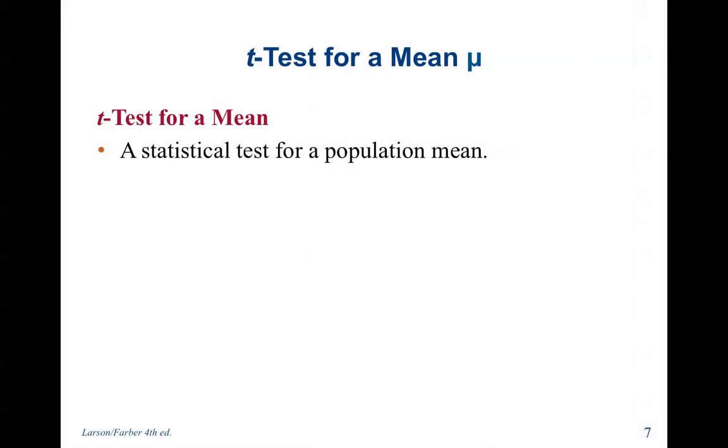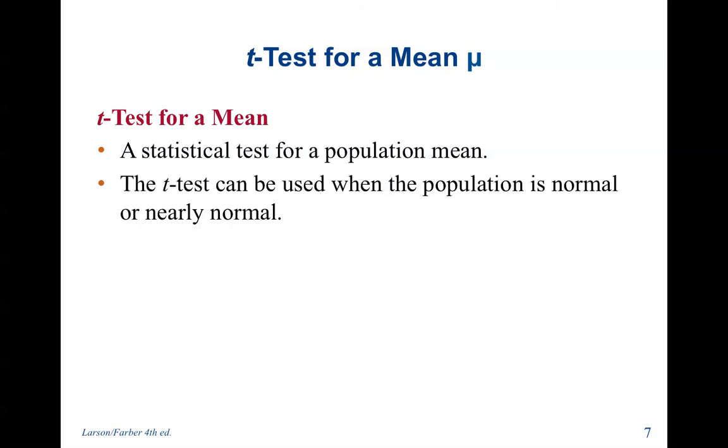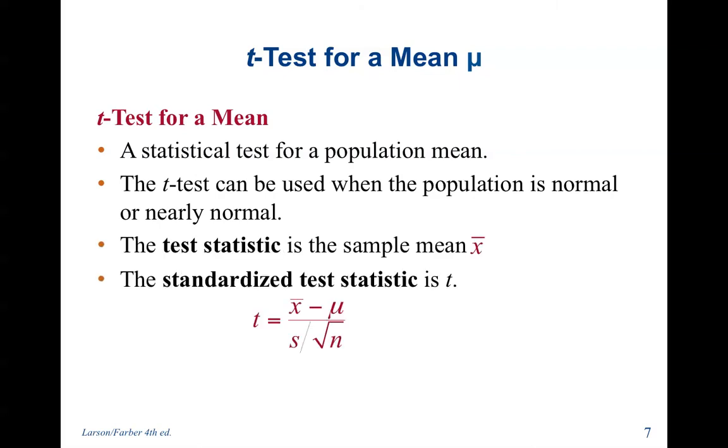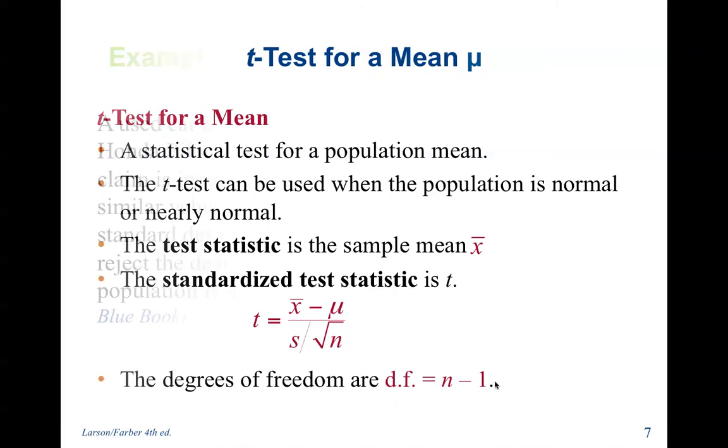All right, 2, a t-test for a mean mu. T-test for a mean, a statistical test for a population mean. The t-test can be used when the population is normal or nearly normal. The test statistic is the sample mean x bar. We can use this right here to find our test statistic. There's x bar minus mu divided by s divided by the square root of n. The degrees of freedom in this case are, as always, n minus 1.